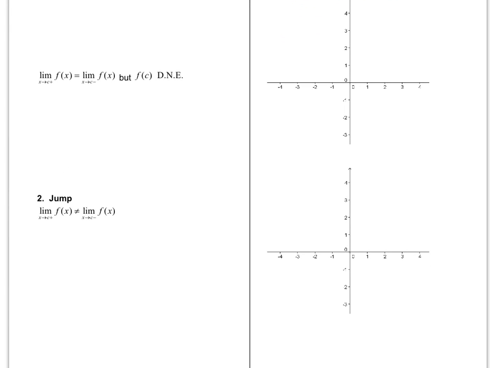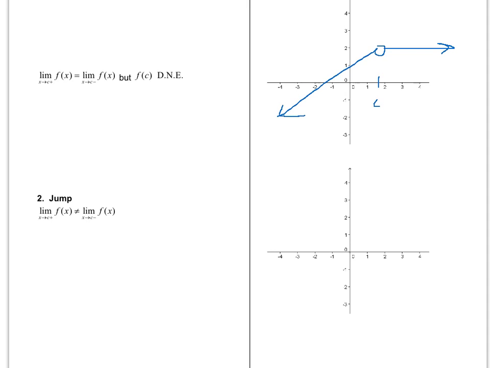Additionally, you could have a removable discontinuity where the limit exists from the left, the limit exists from the right, and those two things equal each other. However, the function value is non-existent at that location. So we'll just pick this point here and call this c, and we could have something as simple as this, with no coordinate point at x equals c this time. So the function doesn't exist there, but the limit does. And that obviously is a discontinuity as well.